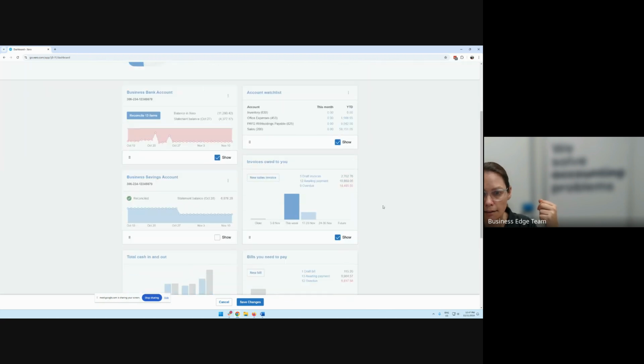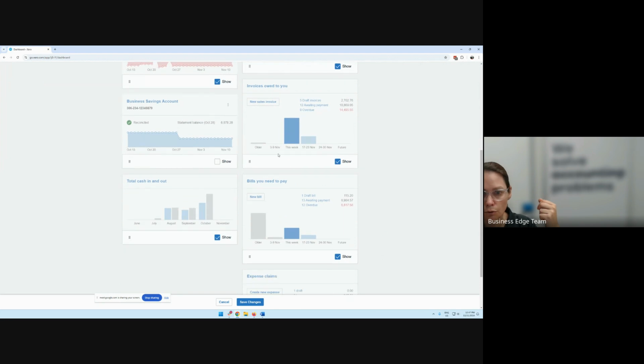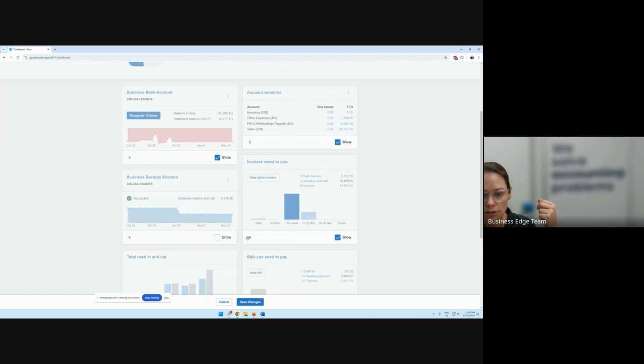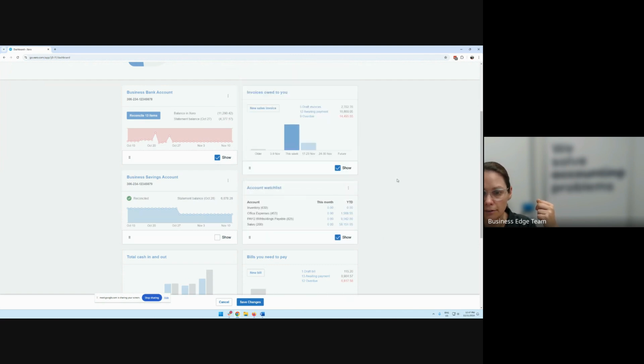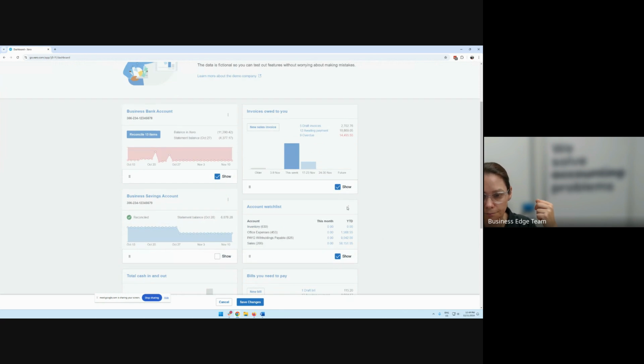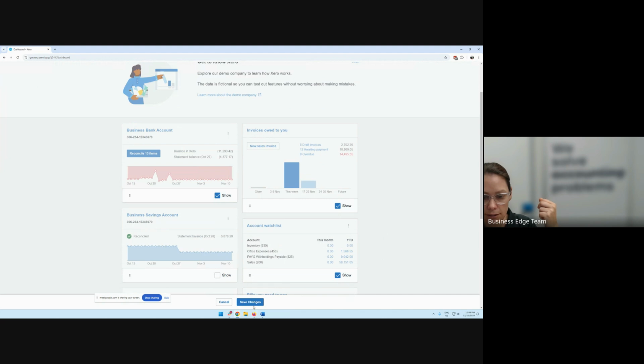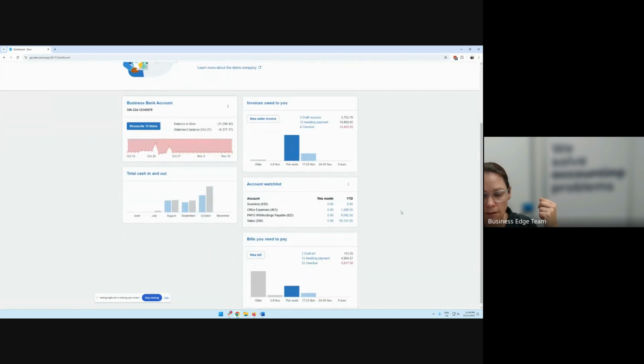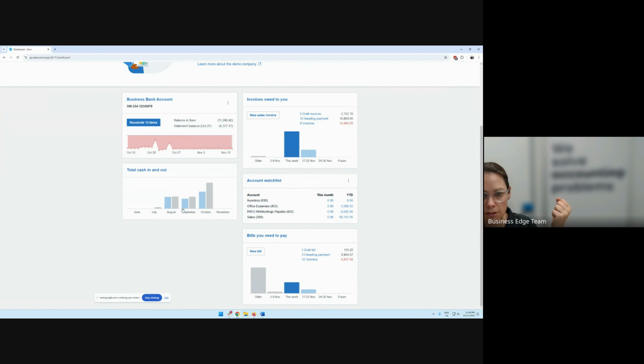And then you can also move things around as you wish. That's simply clicking and dragging. You can move your dashboard around the way that you want to see it, and then you can save your changes. So it's as simple as that with your dashboard and arranging it the way you want it.